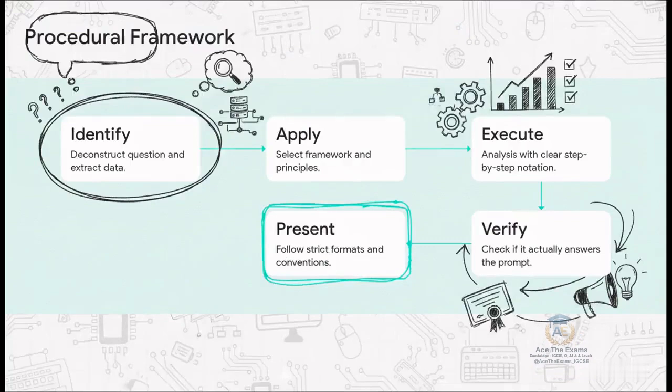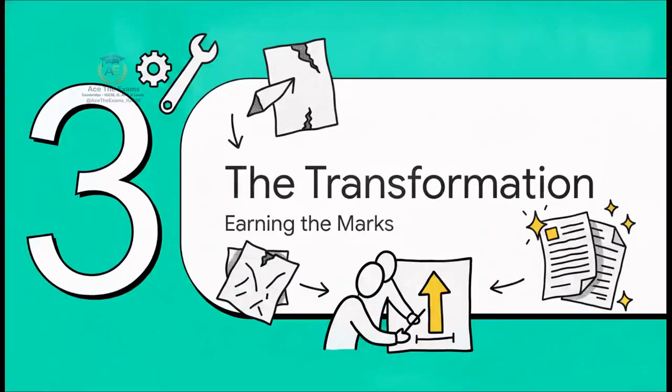First, identify the key elements and deconstruct the question. Extract the relevant data from the prompt. Second, apply the relevant principles and select your analytical framework. Third, execute your analysis with clear, step-by-step notation. Fourth, verify your results. Ask yourself, does this actually answer the specific prompt? And fifth, present your answer following strict Cambridge conventions, proper terminology, appropriate formats, and clear annotation. This is the systematic processing sequence required for flawless technical methodology. It's how you win. Act 3, the transformation, earning the marks.